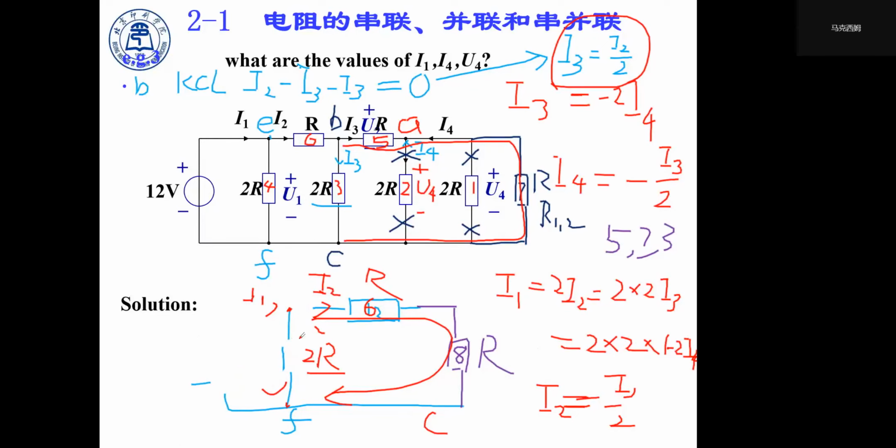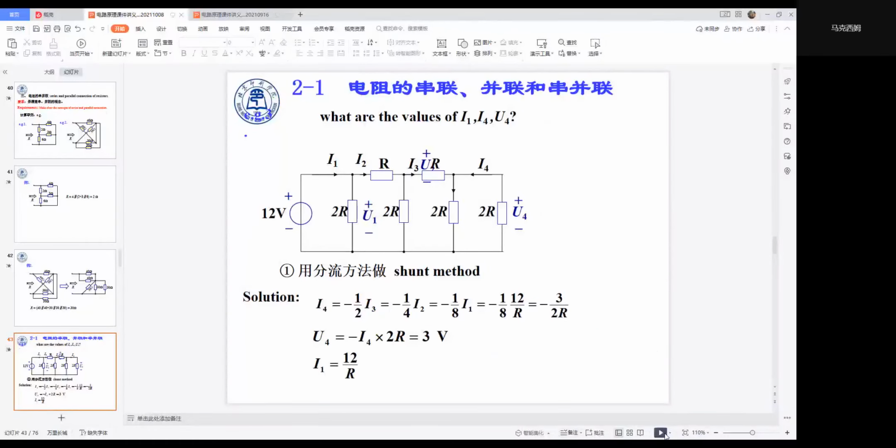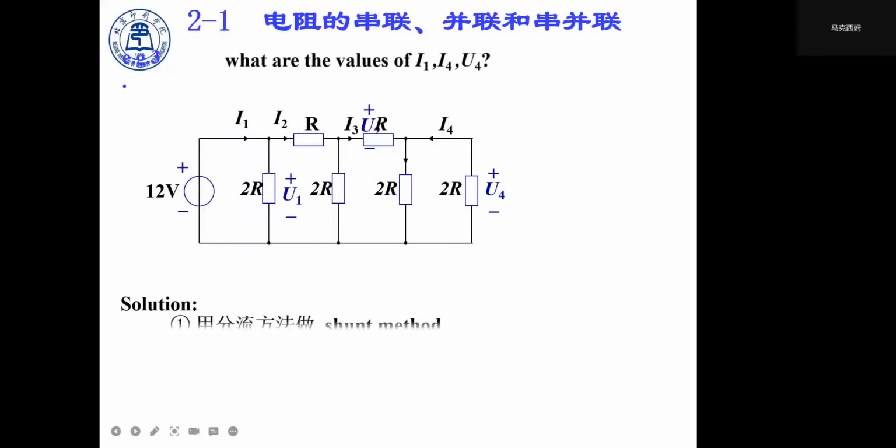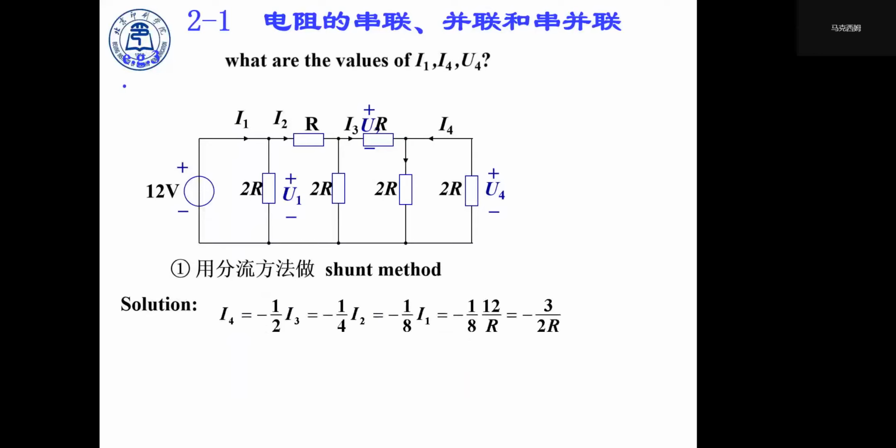Okay. Already we have the relationship between I1, I2, I3, and I4. So we don't have to leave these marks on the screen any longer. So we have the relationship between the currents. I4 equals negative half of I3, a quarter of negative I2, and 1/8 of negative I1.